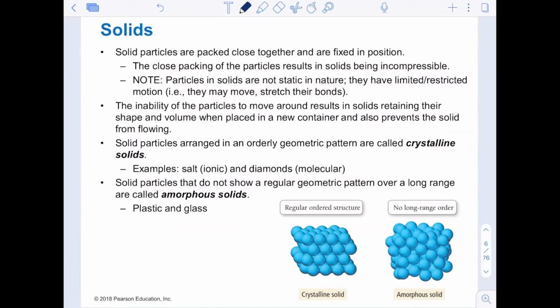Right? So solids come in one of two organized patterns. They're either a geometric pattern called a crystalline solid, such as water, salts, right? Diamonds are also crystalline solids. Solids do not need to show that geometric pattern. They can be called amorphous solids. These are like plastic and glass. And so you can see they are less structured, they're less ordered, they're just kind of clumped together.